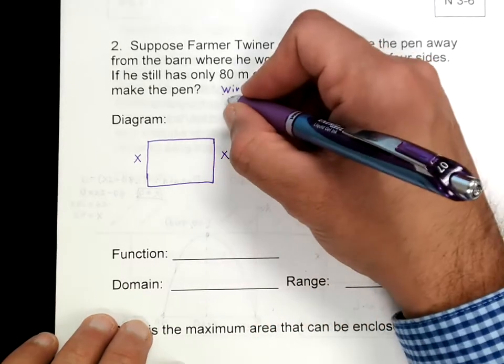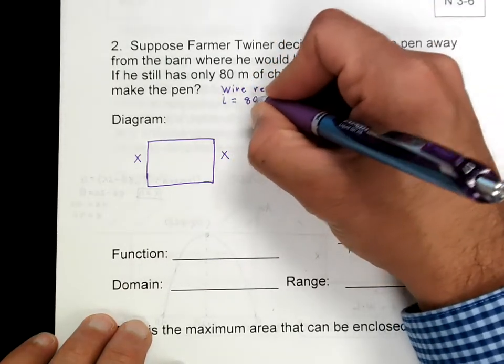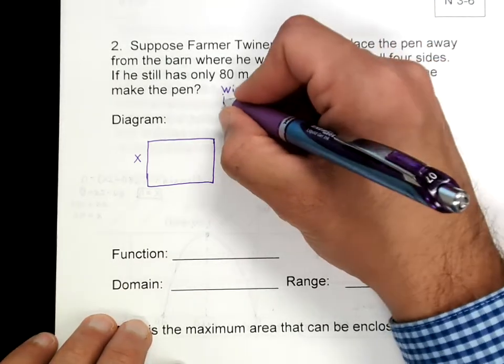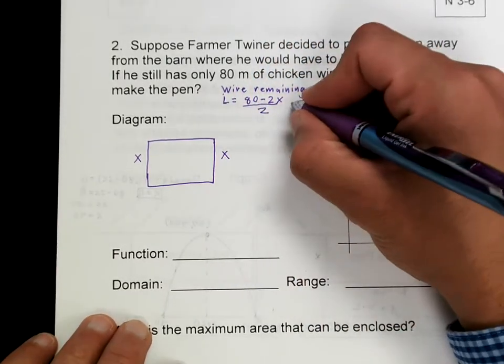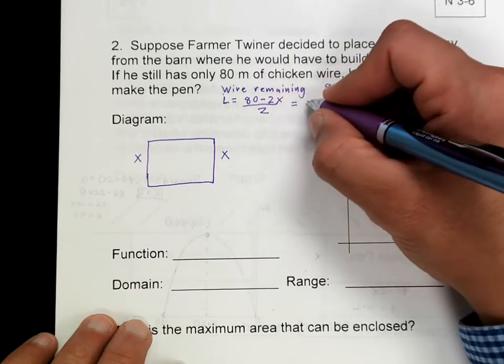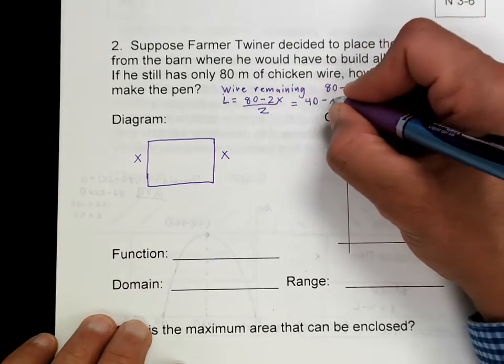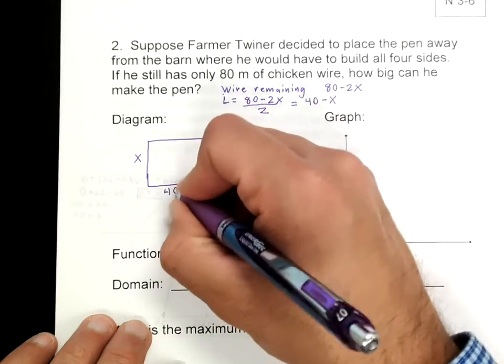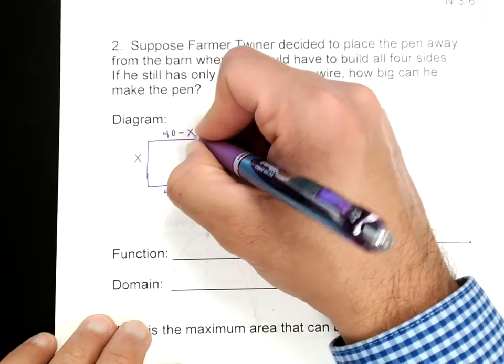So to figure out the length, I would literally grab the remaining wire and then divide that by 2. Alright, which will give me 80 divided by 2 is 40. Negative 2x divided by 2 is x. So this right here is that, and that right there is also 40 minus x.